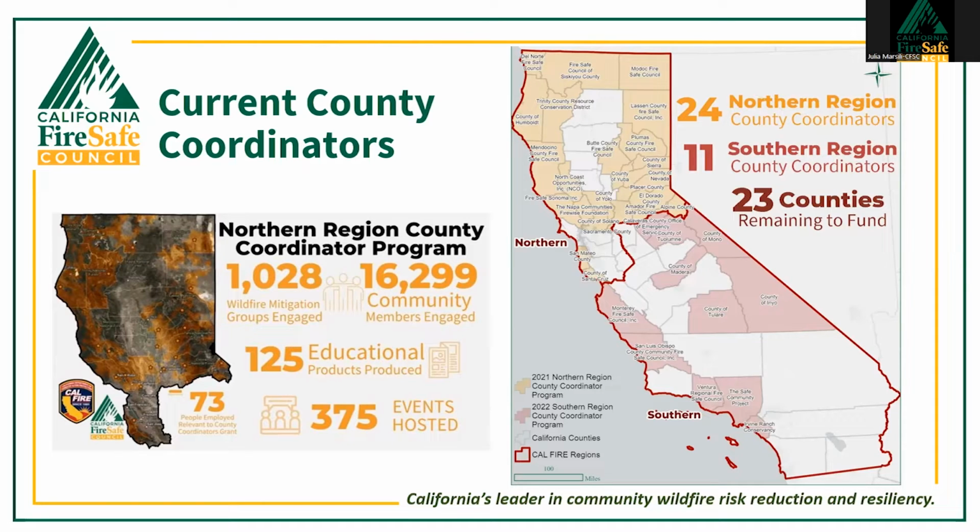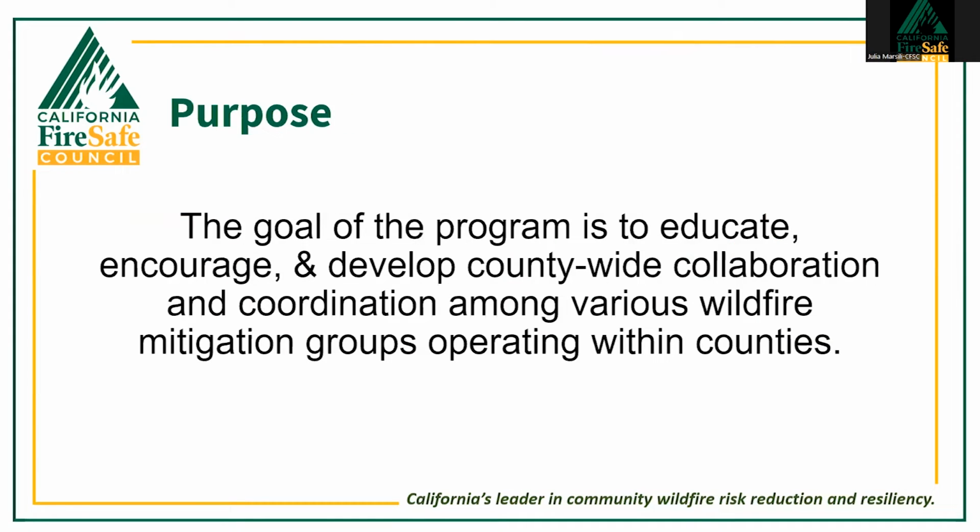But for the most part, our county coordinators in place have actively engaged with many, many zip codes within their counties. They've had touch points with over 1,000 wildfire mitigation groups, touch points with over 16,000 community members. They have helped to produce 125 educational products. They've hosted 375 events, and there are 73 people employed who are working actively on the county coordinator grant. I think those numbers really speak for themselves and for the amazing work that our 24 Northern Region County Coordinators have accomplished in less than a year. We pulled this graphic almost 2 months ago, so you can imagine that the numbers have increased substantially, and we're really excited to see what our Southern Region County Coordinators can do, and all of you as well, in the event that you're funded.